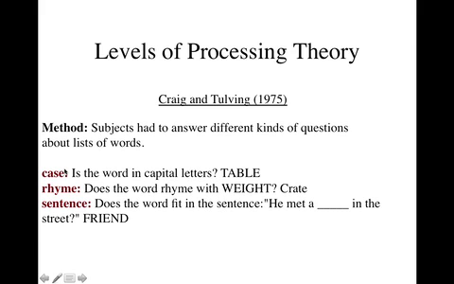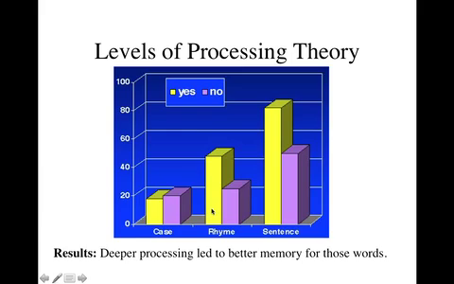The point is that the case is a very superficial form of encoding. Rhyme requires that you at least figure out what the word is, but not necessarily its meaning, and then the sentence requires meaning. And the overall findings are that the worst performance is in the most superficial form, which is the case. Performance is better in the rhyming condition, when you have to encode it in terms of the sound of the word. And the best performance by far is when you have to encode it in terms of the meaning of the word. So deeper processing leads to better memory for these words.